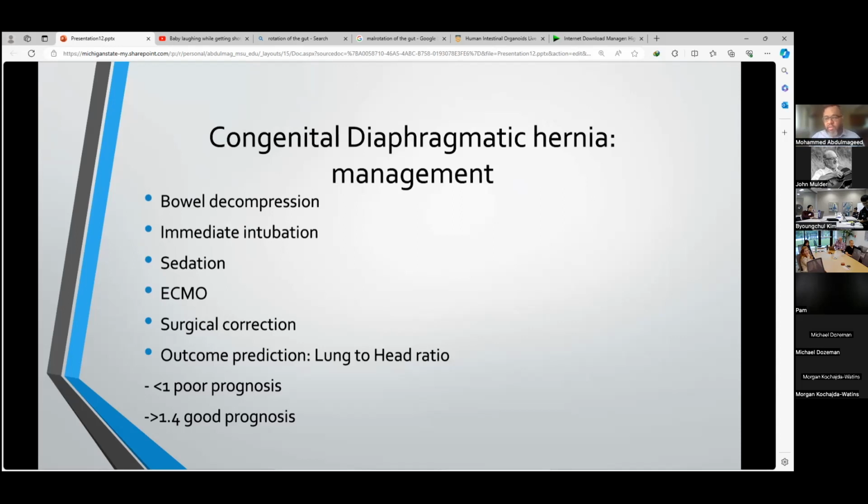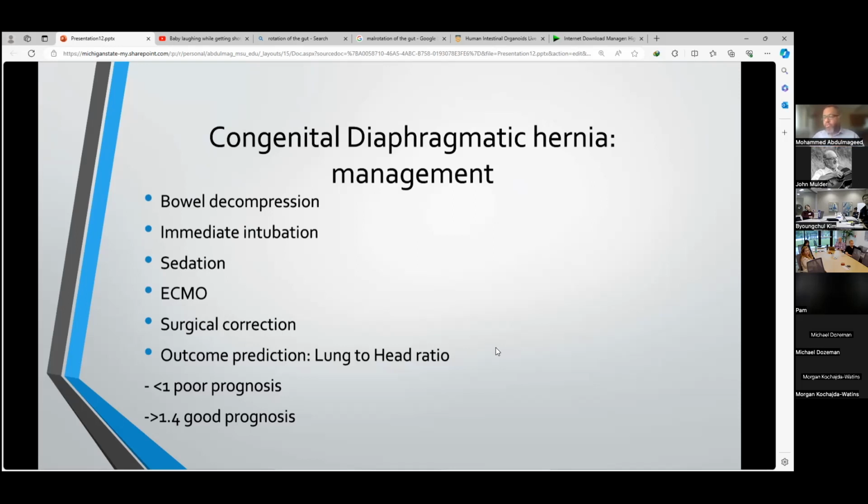Even if the baby is doing fine, you have to intubate him, even if the baby is bleeding. Number two is bowel decompression to get rid of the air. Sedation to decrease pulmonary hypertension because one of the main reasons of death in those babies is pulmonary hypertension. We need ECMO until surgery is done and then surgical correction within 24 hours.